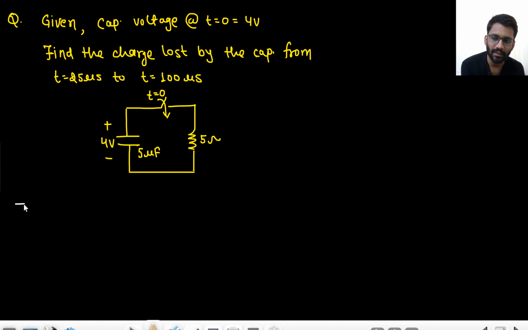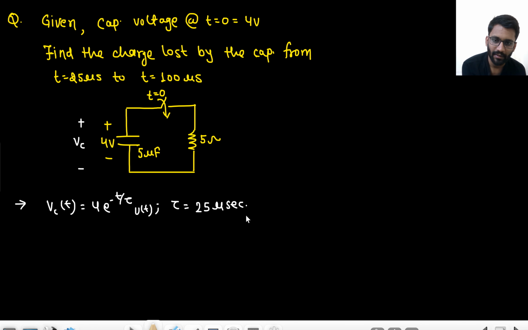Okay. So just write down the equation of VC(t). Let's just call this VC. So VC(t) would be, simply, it will discharge from 4 to 0. So 4 e to the power minus t upon tau. Now tell me what is tau? What is the value of time constant? That would be RC. So 5 micro into 5, that would be 25 microsecond, right?